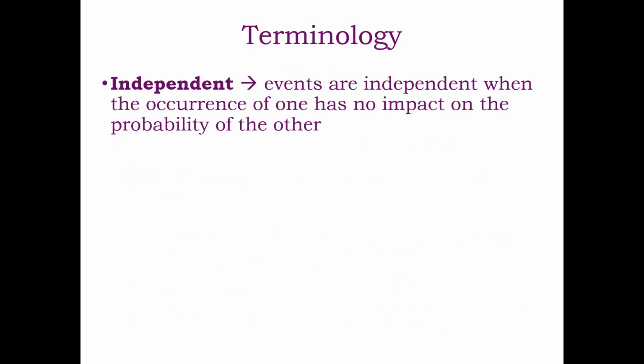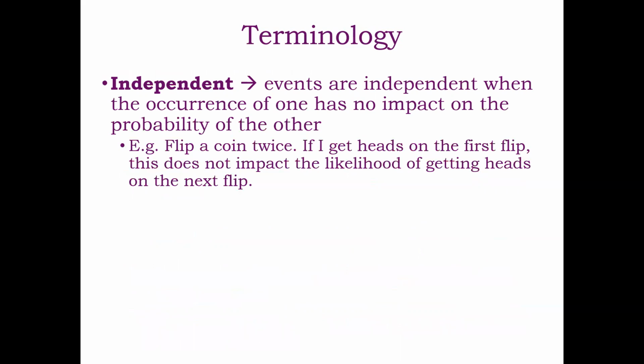More terminology. Independent. Events are independent when the occurrence of one has no impact on the probability of another. Now we're going to get back to this when we get to chi-square. But for example, if you flip a coin once and you get heads, that has no impact on the likelihood of getting heads on the next flip of the coin. If you flip a coin 20 times and get heads every single time, the likelihood of getting heads on the next flip is still 0.5.